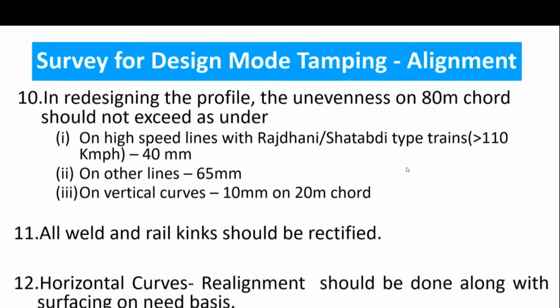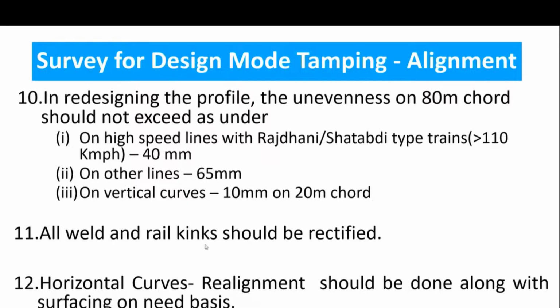For alignment, the welds and the kinks, rail kinks are to be removed or they have to be rectified, otherwise those alignment defects will be carried forward in the alignment survey. Horizontal curves.